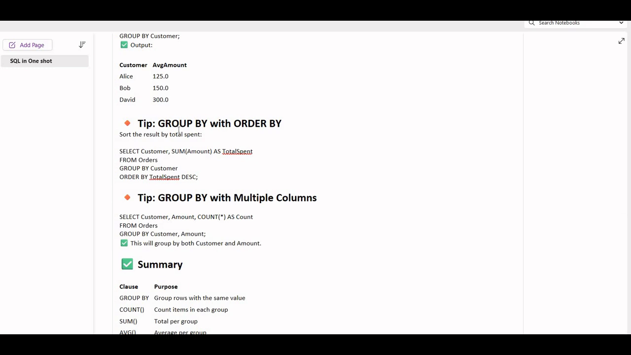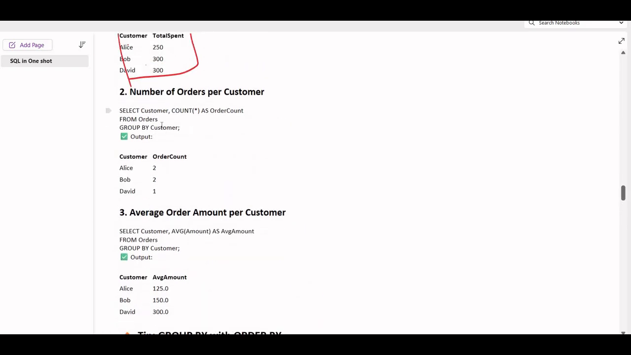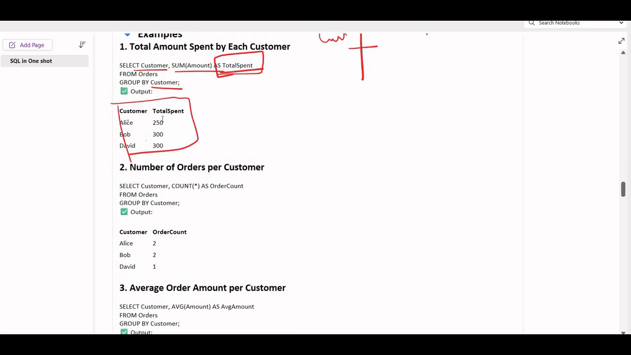So how do you use the group by with order by? Order by is always used after the group by. Once the group by is used: select customer, sum amount as total from orders, group by customer, order by total spend. See, it's the same question, they have used an order by here instead, okay? Order by total spend usually is in ascending order, 250 and then 300.